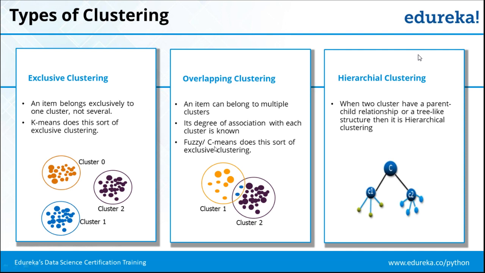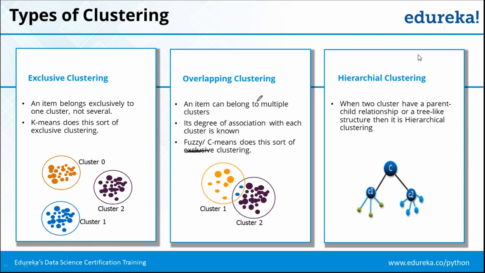And the technique which we use here is fuzzy C-means. Fuzzy C-means clustering technique is being used for doing the overlapping clustering, right? So here this is a little wrong. Overlapping clustering should be here. Okay, so let's take an example.